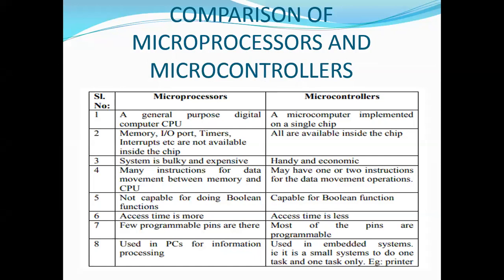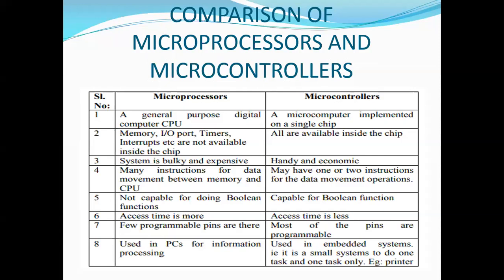Normally the most used microcontrollers are 40 pin ICs. It is 40 pin, and most pins are programmable, but in microprocessors very few pins are programmable. The microprocessor is used for information processing in PCs, but the microcontroller is used as an embedded system for a separate task. This is the main difference.